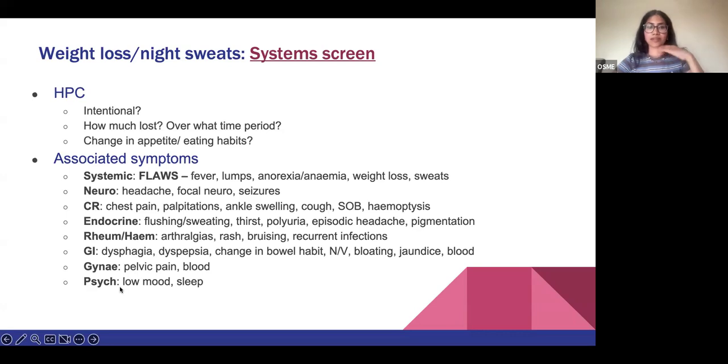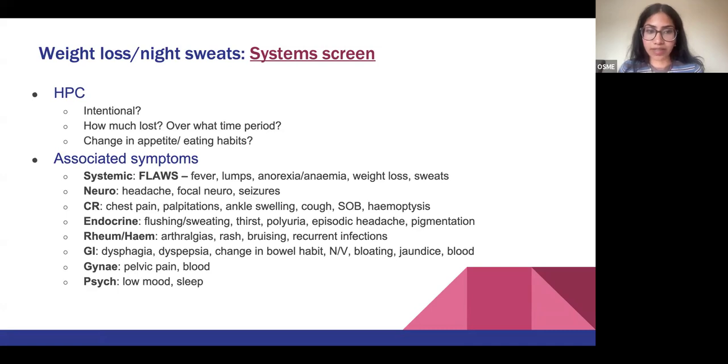GI symptoms, starting from the top, so dysphagia, then dyspepsia, any change in bowel habit, nausea, vomiting that's unexplained, so not associated with gastroenteritis, any unexplained bloating, new jaundice, or blood, so from the top, so coughing up blood or blood in the stool.